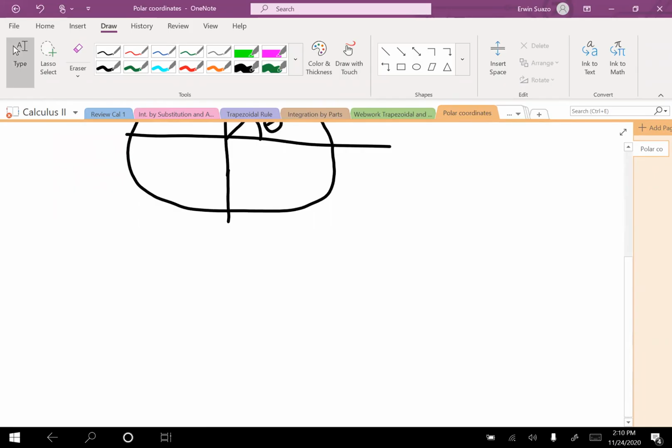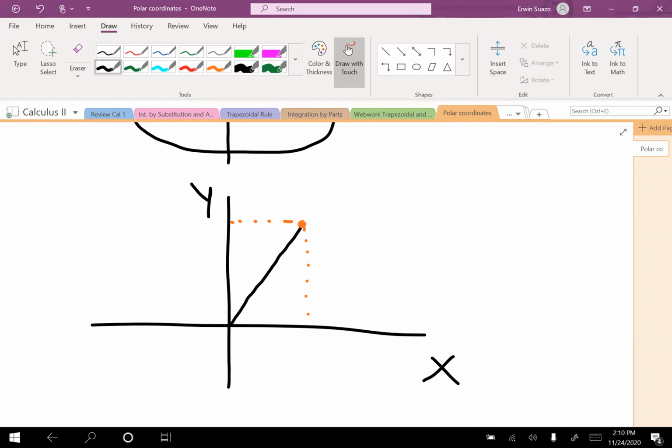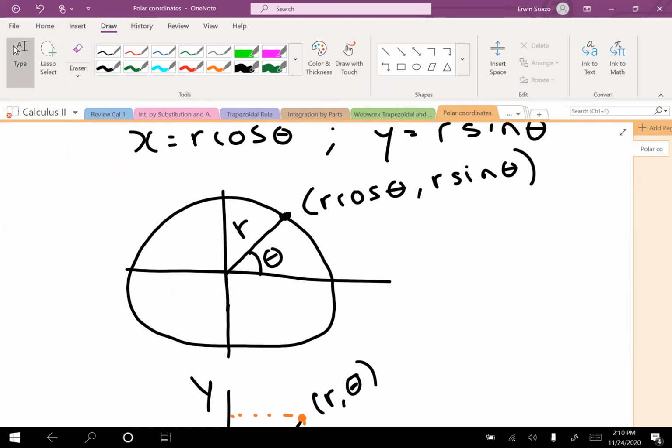So let's say you have a point in rectangular coordinates. You ask me, how can I write that point in polar coordinates? So you just find the radius and then find the angle, and that will be r and theta. Okay, so those are the formulas we have. From the circle, I got this formula.